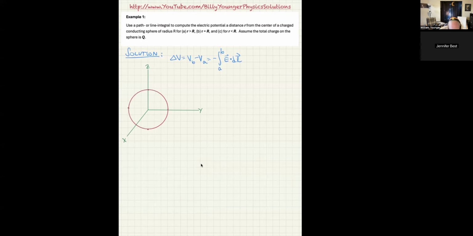You can see it got kind of bad there, but that's going to be our sphere. That's going to be the conducting sphere, and in fact, the radius of the conducting sphere is big R. And what I'm going to do is imagine going along a path, and the path I'm going to choose is going to be some arbitrary direction.